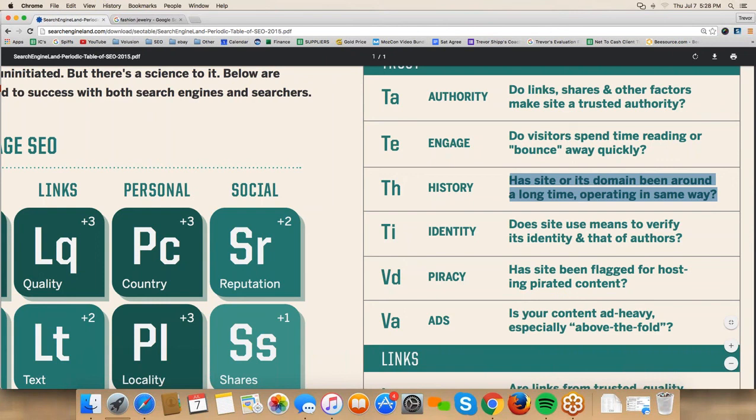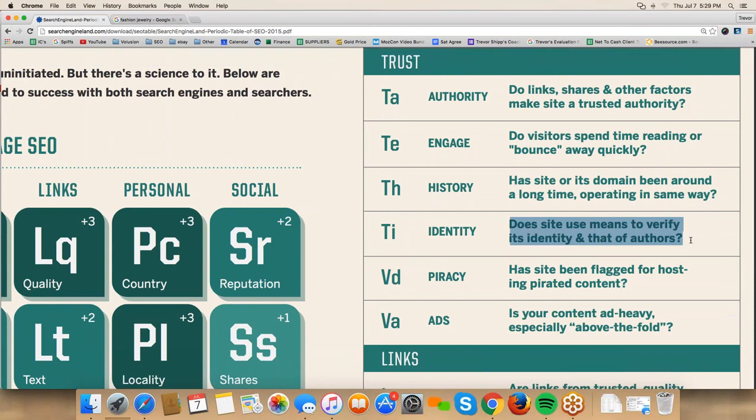Okay. What are we talking about there? For those of you guys who are here live with me and have seen some of my trainings recently, what does it mean to be ad heavy in your content? And what's the term above the fold supposed to mean?